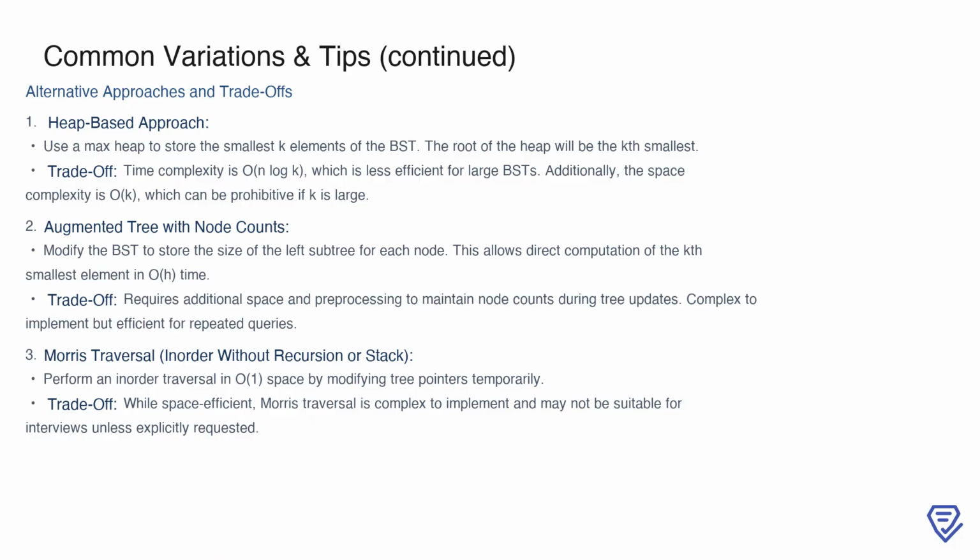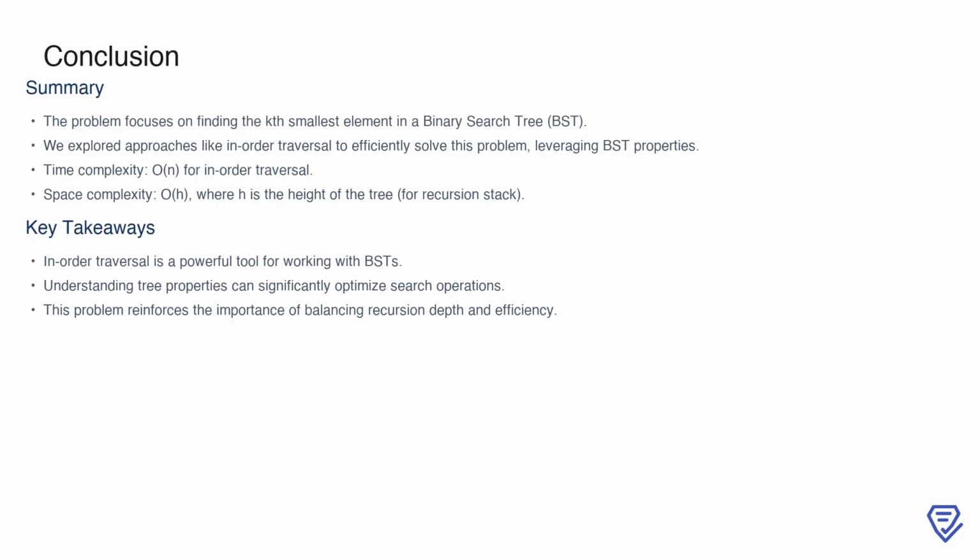Each of these alternatives has its strengths and weaknesses, so choose the one that best fits the problem constraints and context. Great job! We've successfully solved LeetCode problem number 230, kth smallest element in a BST. We reviewed key techniques like inorder traversal and discussed their time and space complexities. Remember, mastering tree traversal is essential for many coding challenges.